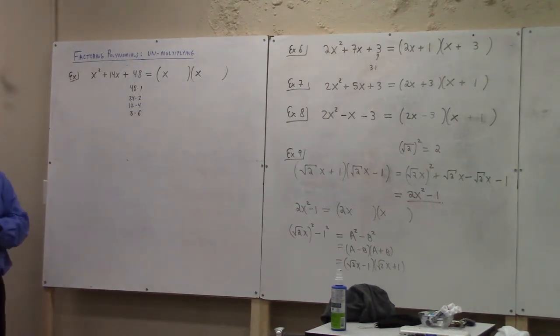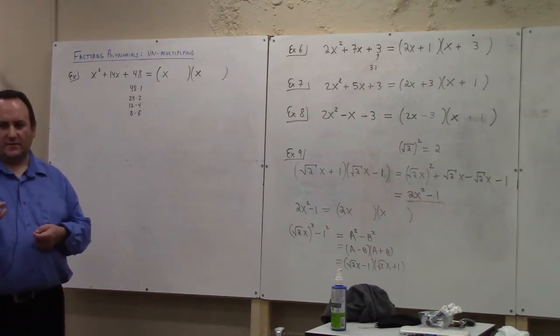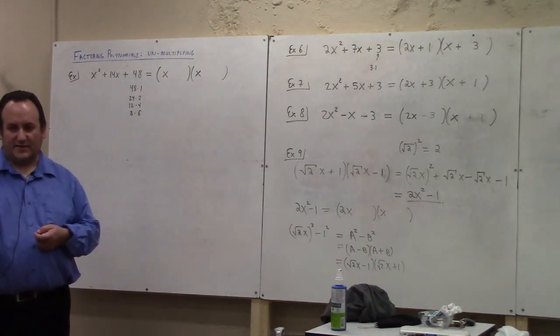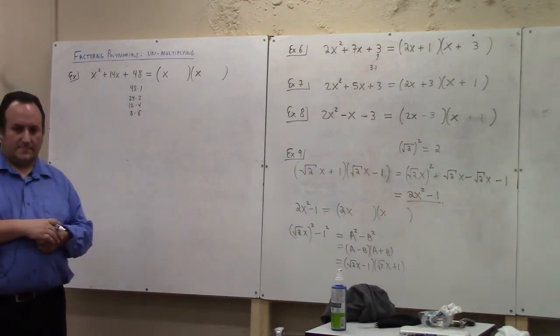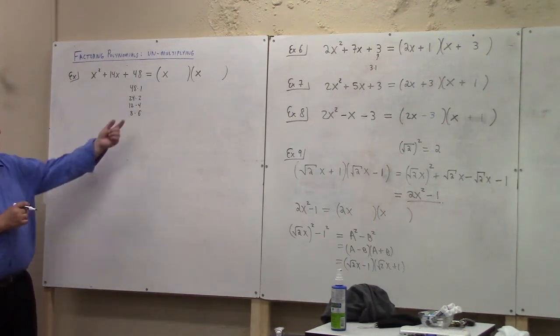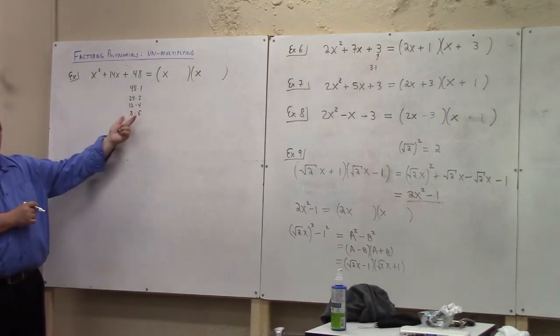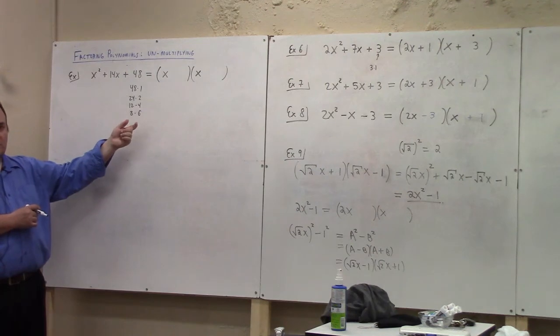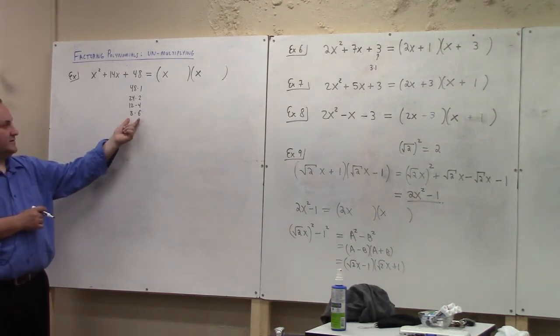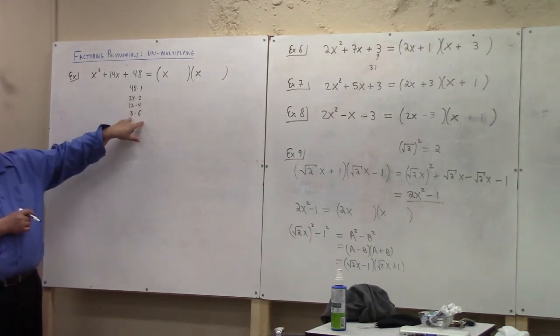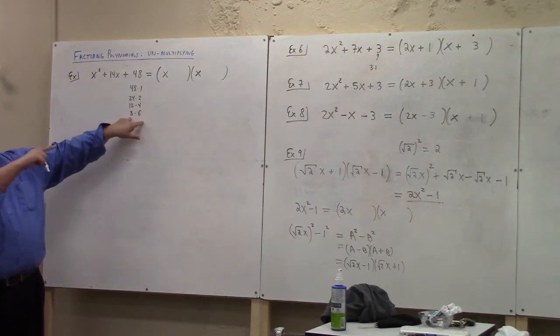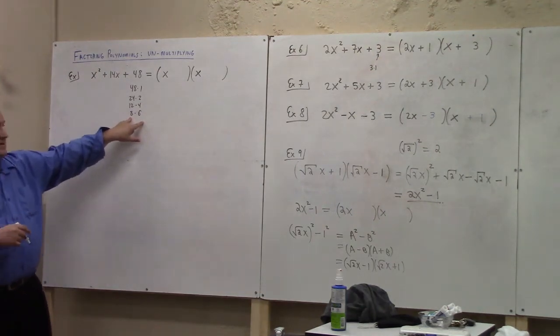So, Olivia, is it? Olivia, you were telling me add the numbers to get the middle term, right? I mean, that's good advice. 12 plus 4, that gives me 16, right? So the one I want is 8, 6, right? The reason that didn't work over there is because of the 2. Yeah.